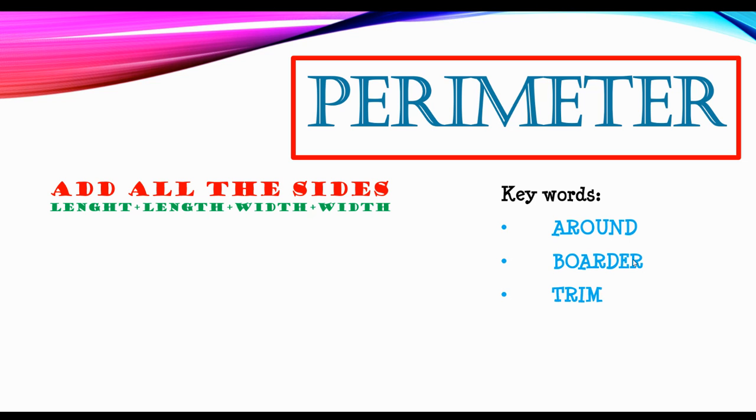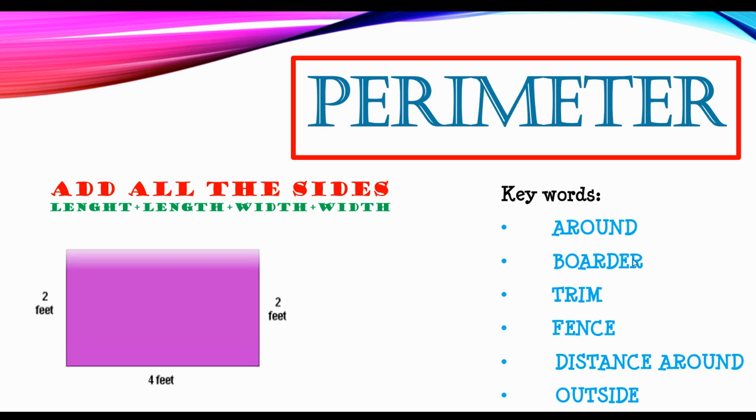The trim is the same thing. I would put trim around my board too. And then the fence. Again, a fence goes all the way around. That is another keyword for perimeter. And distance around. So if you were running around something, you're looking for the perimeter. Or the outside. So if they're asking you, what is the measurement of the outside of the shape?